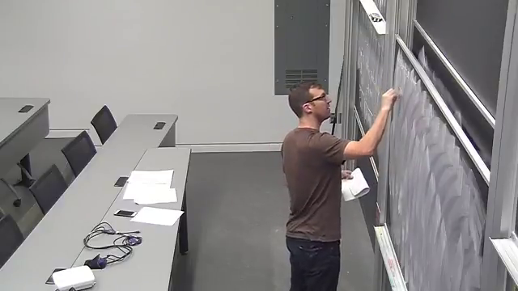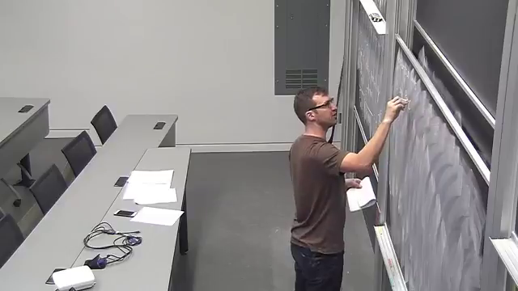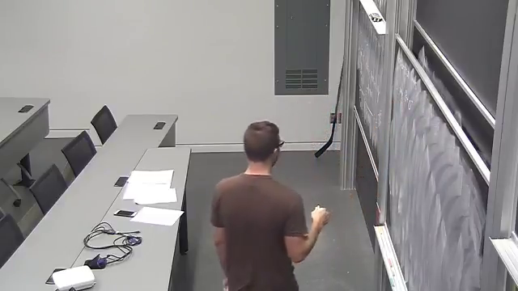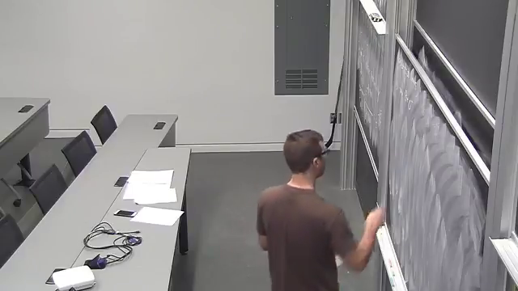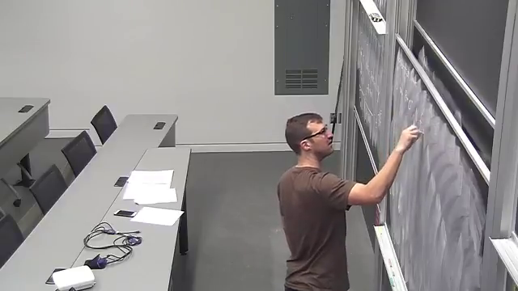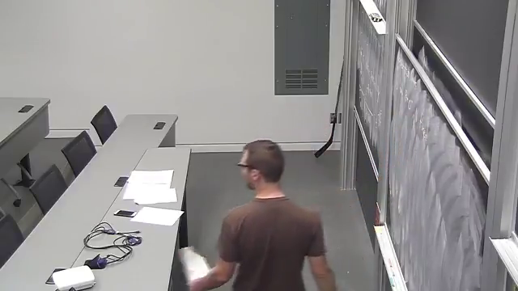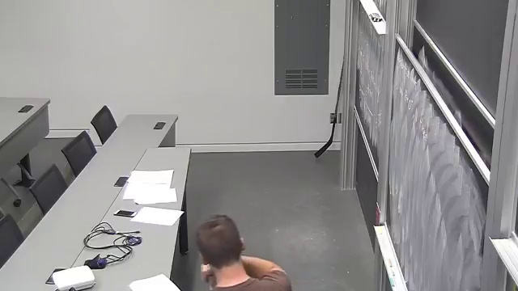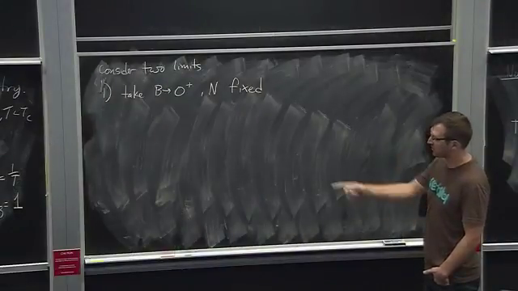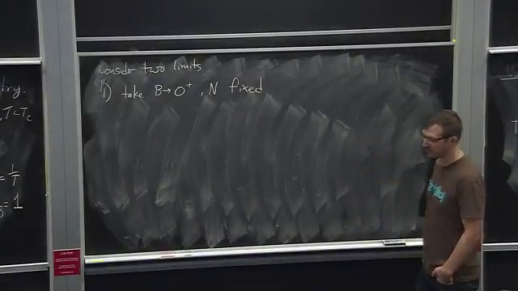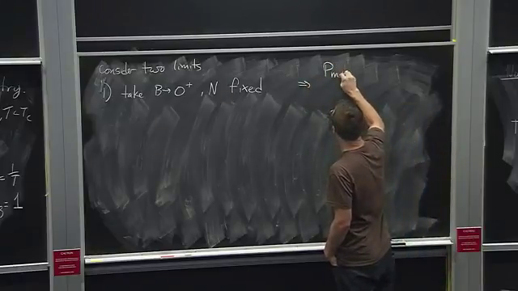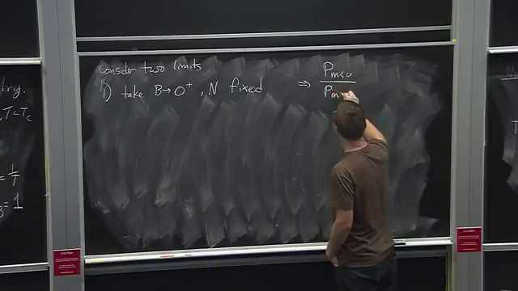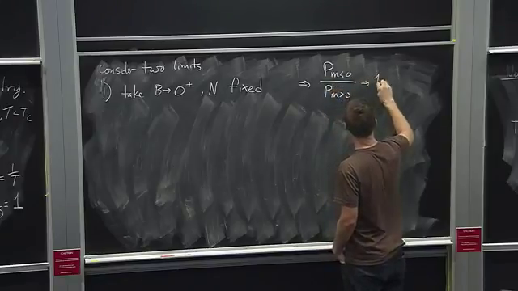So take B goes to 0 from above, say. So I've magnetized myself down here somewhere. And now I'm taking that field to 0. And let's keep N fixed. What happens to that relative probability? B goes to 0, so it's just e to the 0. So then my P of M less than 0 goes to 1.